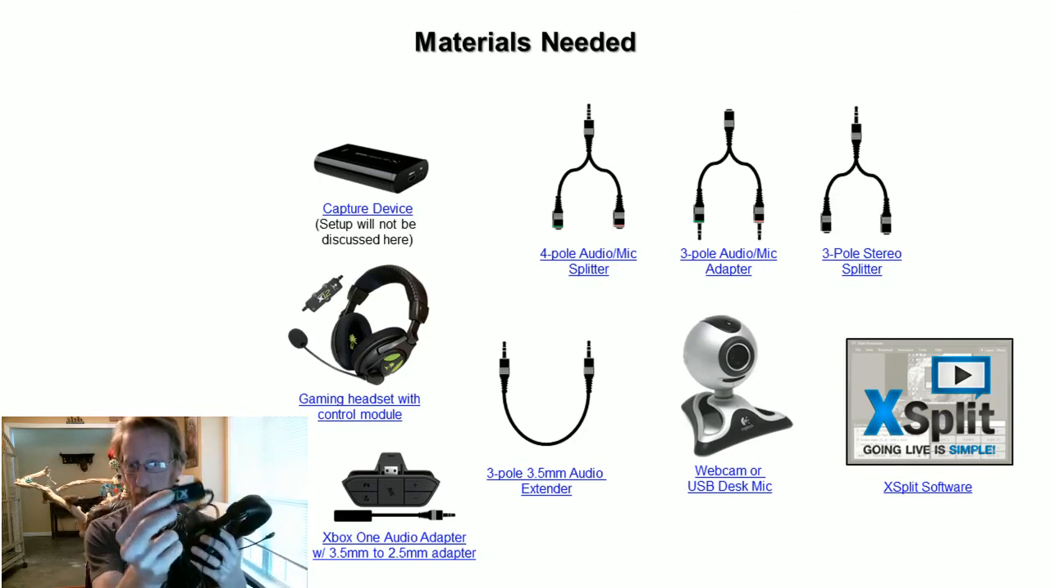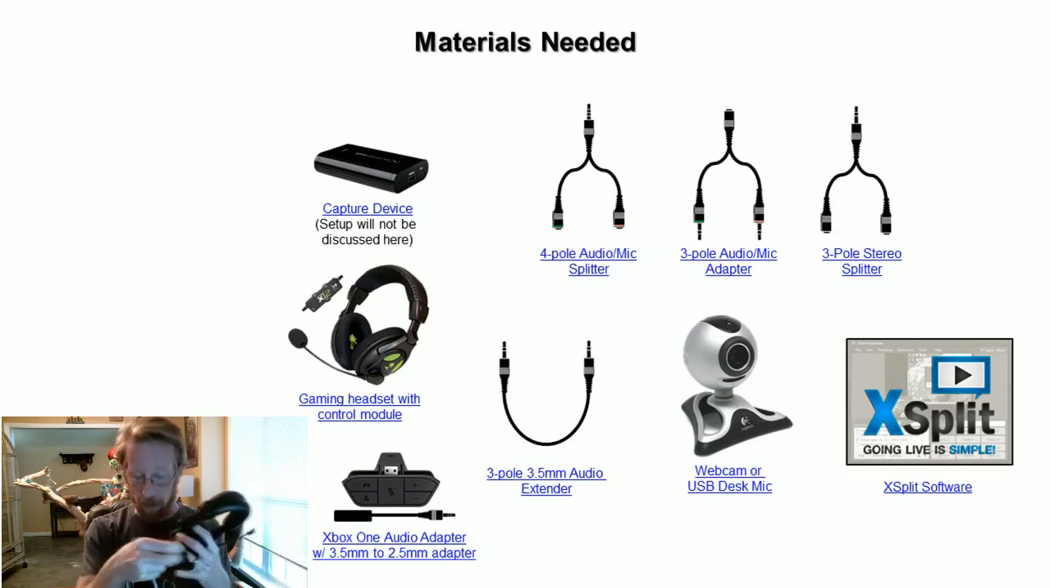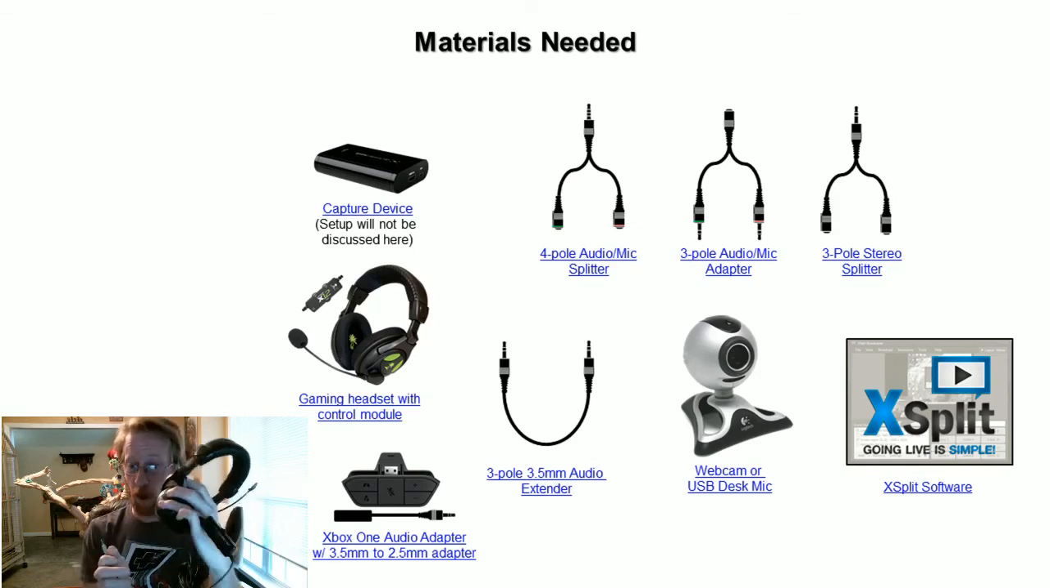control modules on it. I believe the A40s from ASTRO also have this. There's several others that have this little control module. This has to be there, and it has to have a separate audio jack for game audio. This is how you're going to get the game audio and the voice split up.